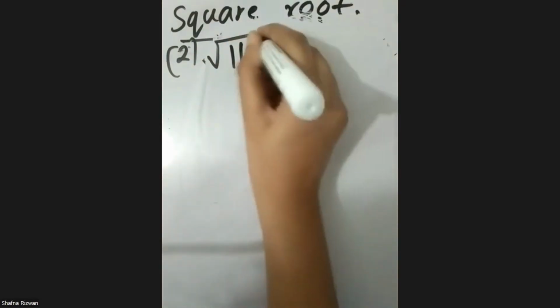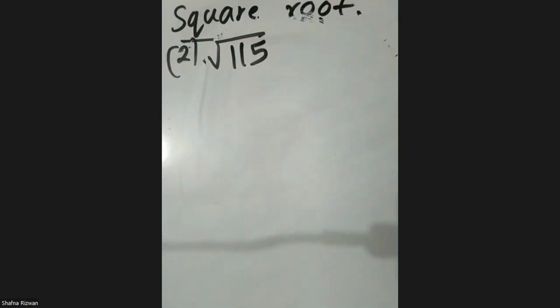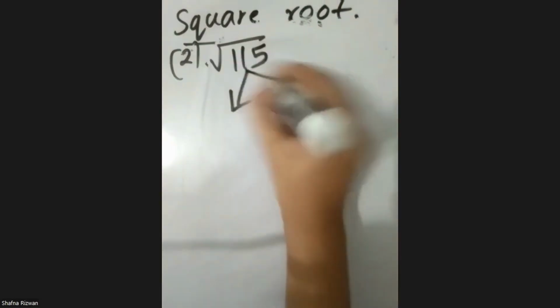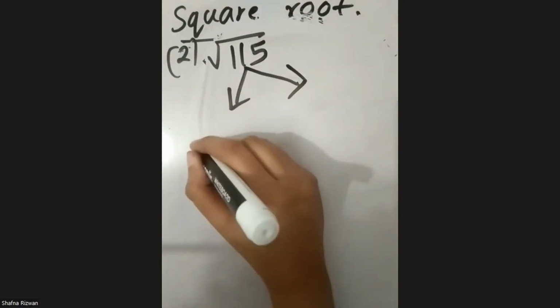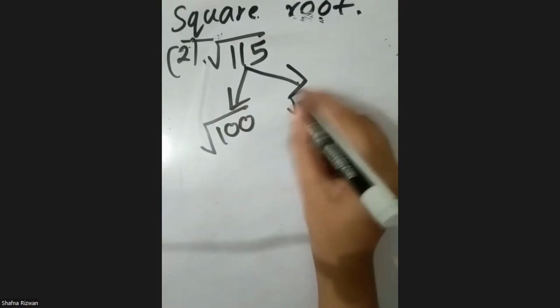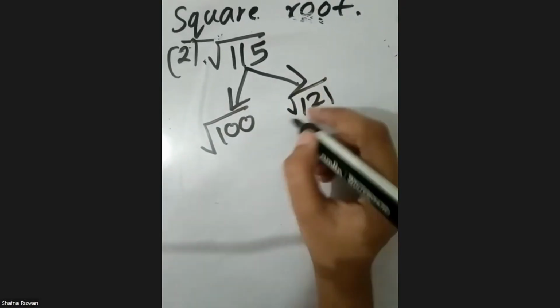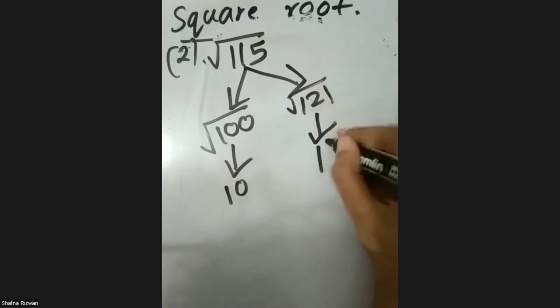What is your other question that you can take here? Yeah, you can take 115. Okay, you are going to take 115. If you take 115 now, say me, what are the two values which are closer to 115 that you can take here? One is, think, 100. And the other one you can take here is 121. Okay, now if you take like this, what's the square root of 100? That is 10. Square root of 121, 11.